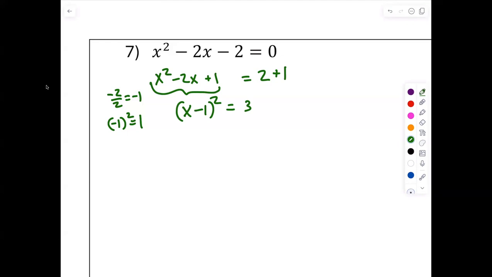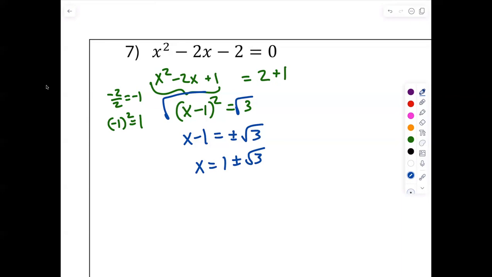Perfect. Now what do I have to do to both sides? Square root. x minus 1 equals what? Plus or minus square root of 3. X equals what? 1 plus or minus radical 3.